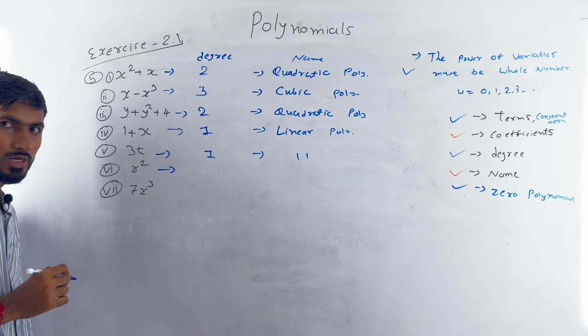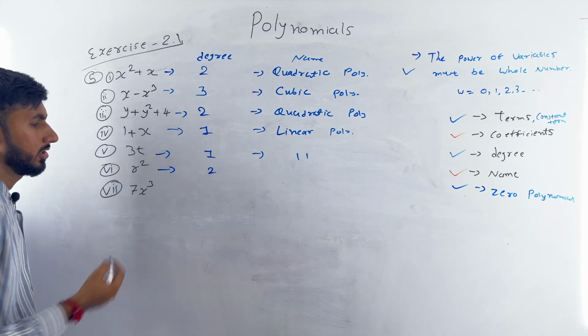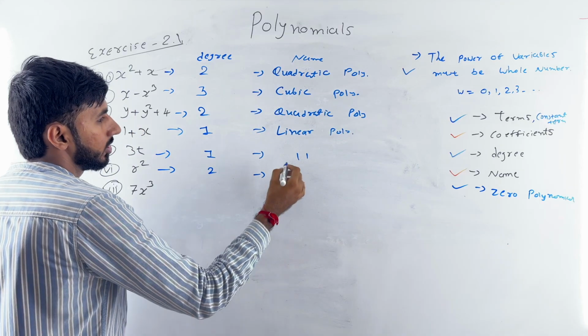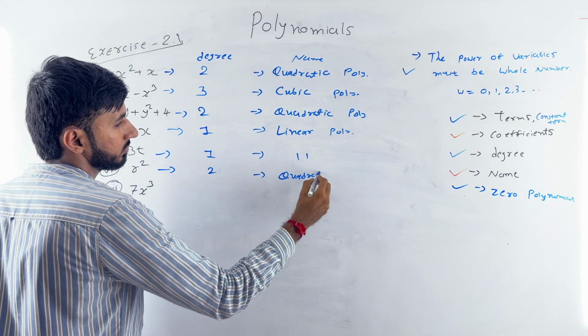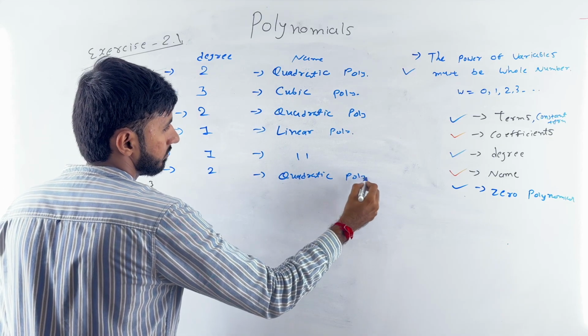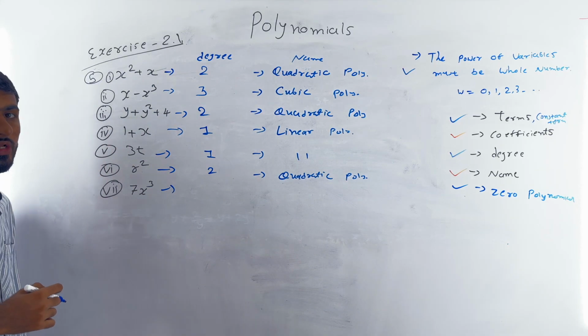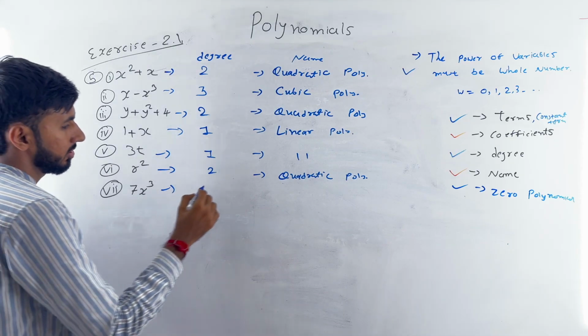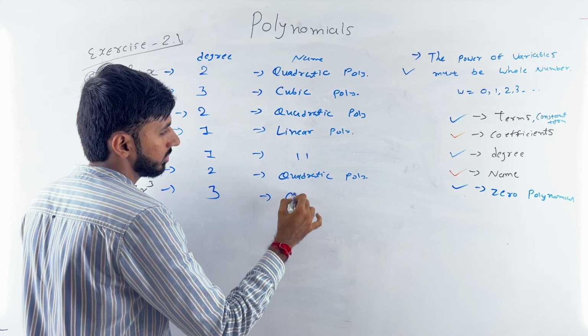Here I have r square, r is a variable and 2 is its power. So my degree will be 2. There is no other term, so my degree will be 2. And by degree 2, I mean a quadratic polynomial. Here I have 7x cube. So the degree of the variable is 3, right? So if the degree is 3, that means it is cubic.